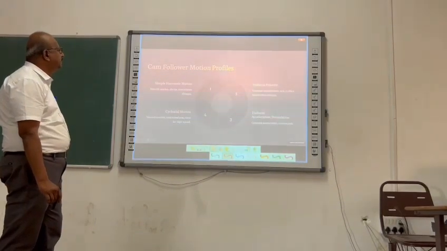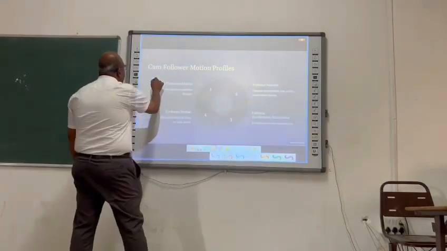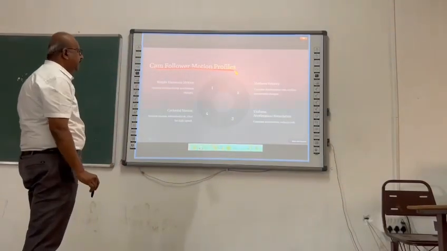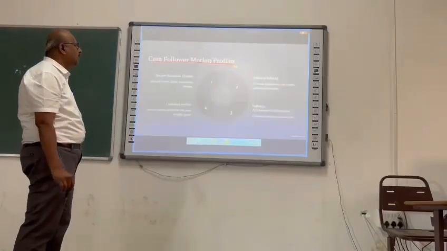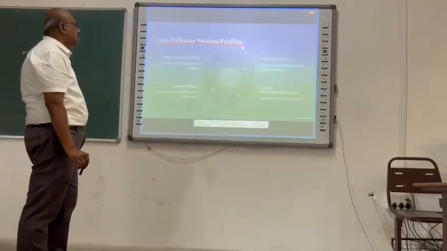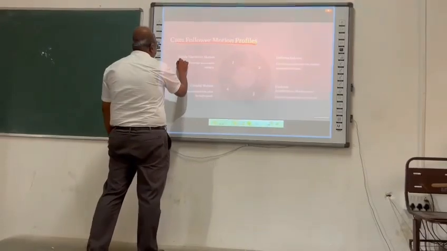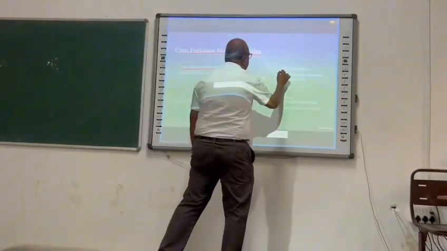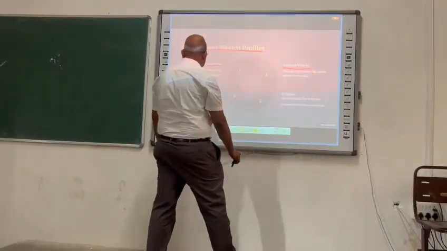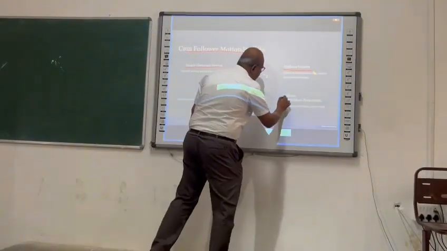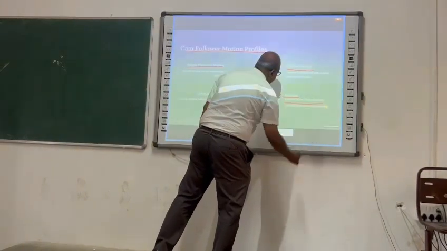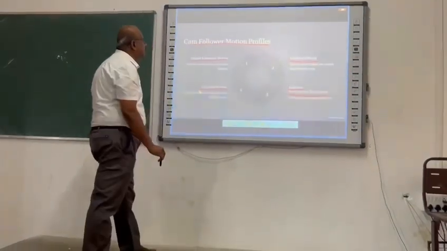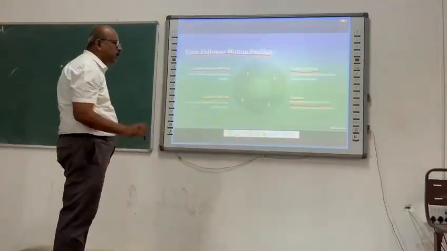Next, we will see what are the important cam and follower motion profiles. In cam and follower motion, there are four kinds of motion available. First one is simple harmonic motion. Second one is the uniform velocity motion. Third one is the uniform acceleration and retardation motion. And finally, cycloidal motion.